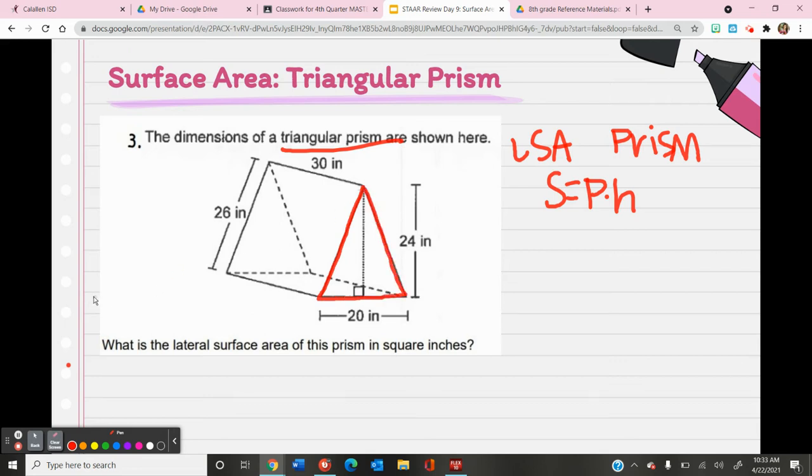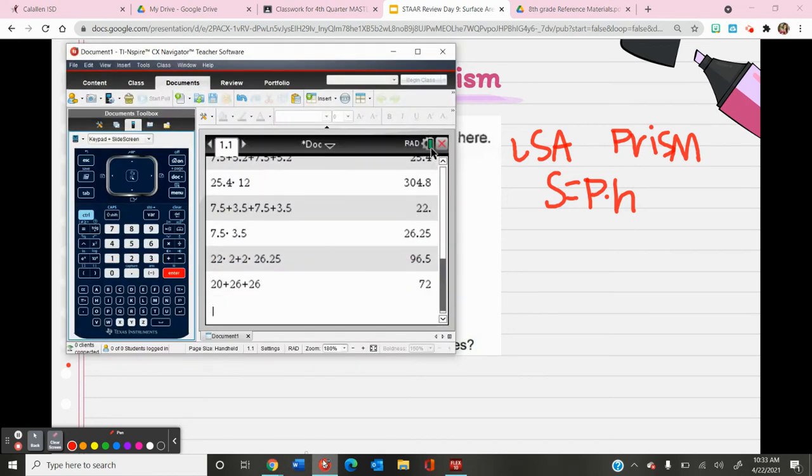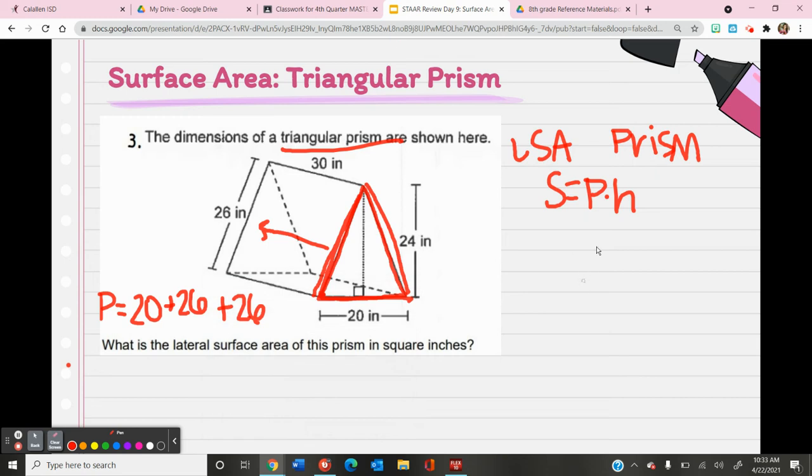base. To find the perimeter of my triangle, I need to take 20, and then I need to take this side length, which I can get from the back, which is 26. So 20 plus 26, and this side is also 26. So 20 plus 26 plus 26 is 72. So our perimeter is 72. Now, if you're asking yourself why I didn't use this 24, that is because this belongs to the height of my triangle. And you will only use this whenever you have to find the area of your triangle.